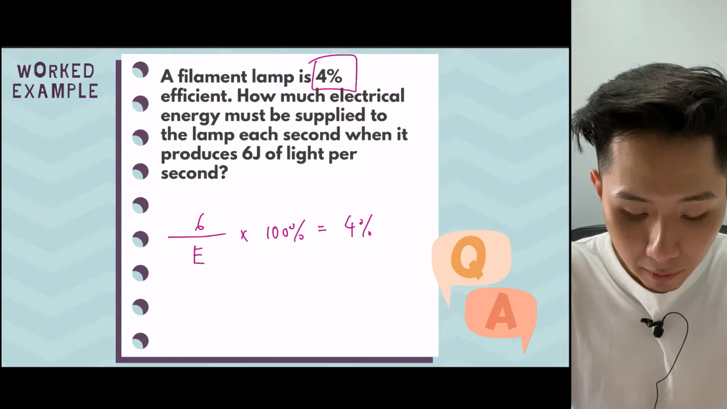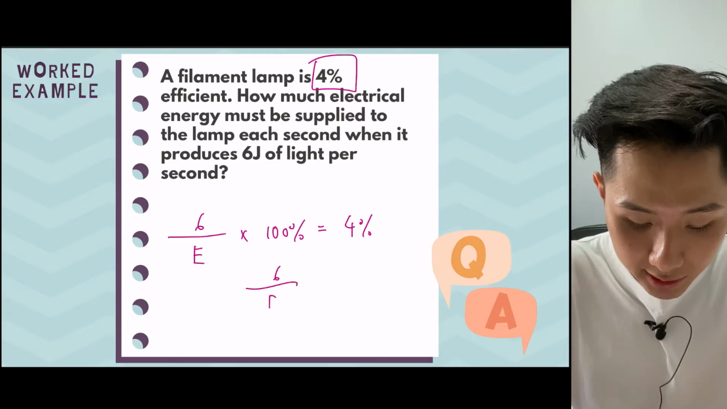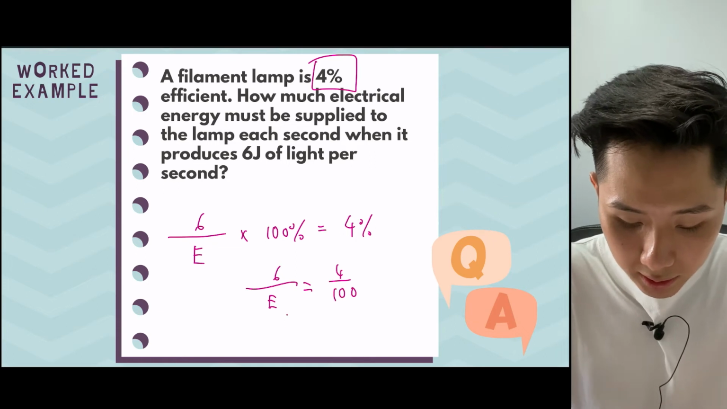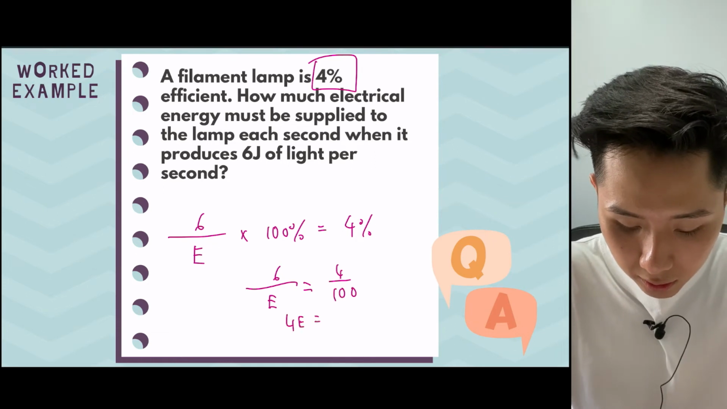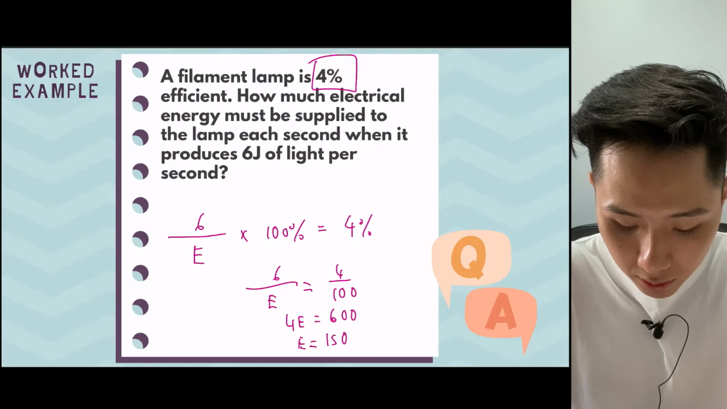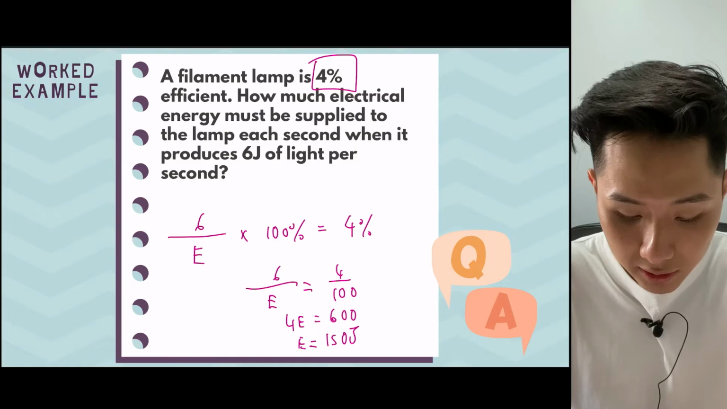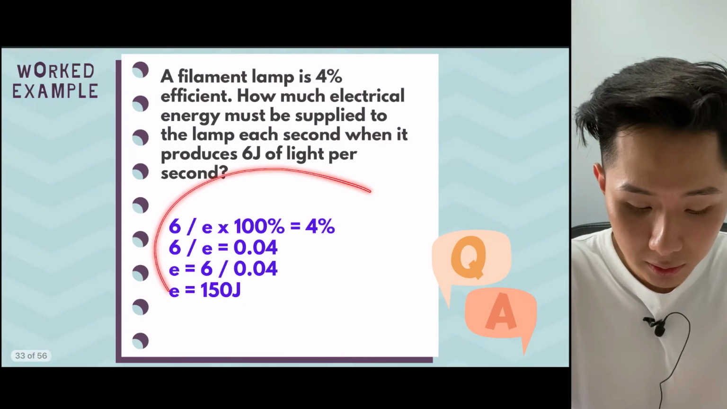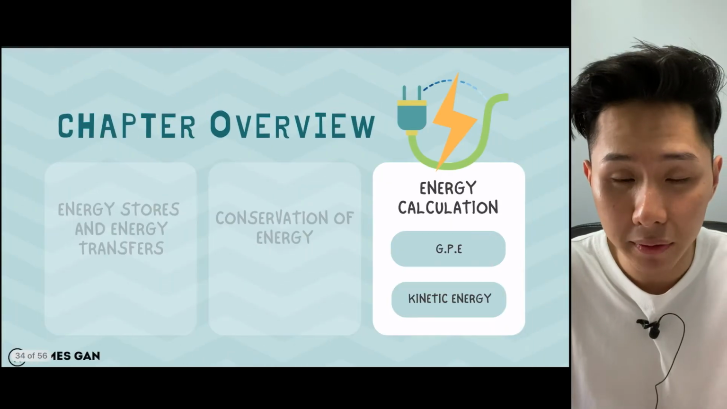All right. So if I pull everything onto the other side, I get 6 over E versus 4 over 100. We're going to have 4E equal to 600, and E will be equal to 150. So 150 joules is the amount of energy we need to provide. So if you look at the equation here, that's how I solved it.